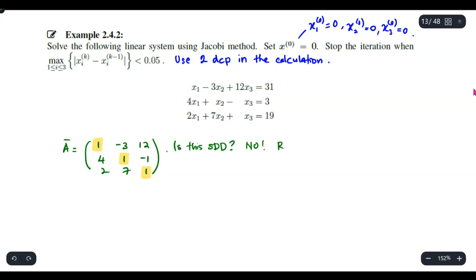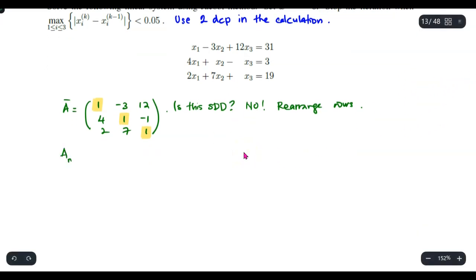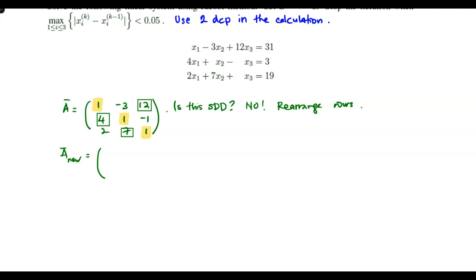So what do we do? We rearrange the rows, swapping rows here and there so that we can form an SDD matrix. Basically, we are looking for the greatest element in terms of absolute value at each row. We have 12 there, 4, and this is 7. We rearrange the rows so that these 3 values fit the condition for SDD. So we have 4, 1, -1, because 4 is greater than 1 plus 1, and then we have 2, 7, and 1.